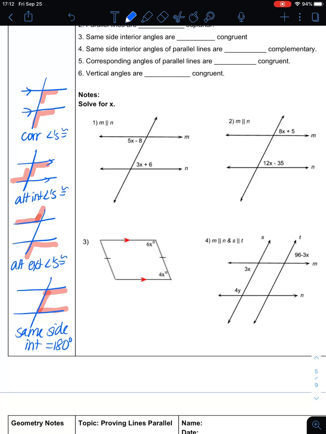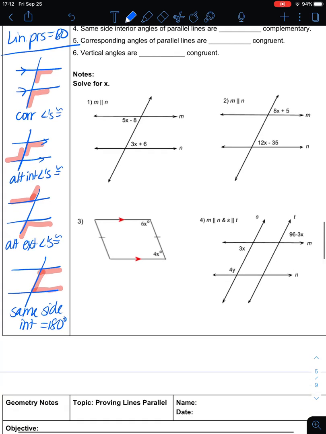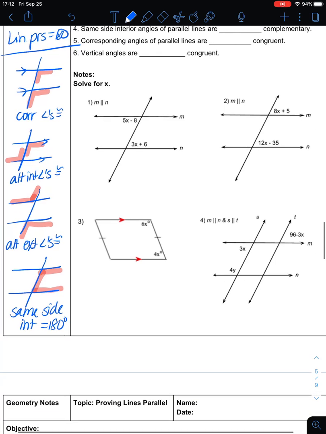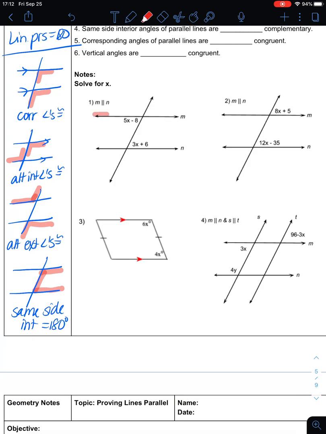They equal 180 degrees. So those are the four choices that we talked about the other day. And then we also know, remember, vertical angles are congruent and linear pairs equal 180. Those are two other things that we know, but those don't have to do with parallel lines. So we're going to do the same thing that we talked about the other day, but we're going to do it with algebra.